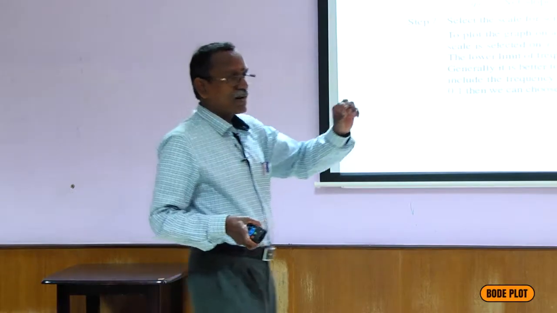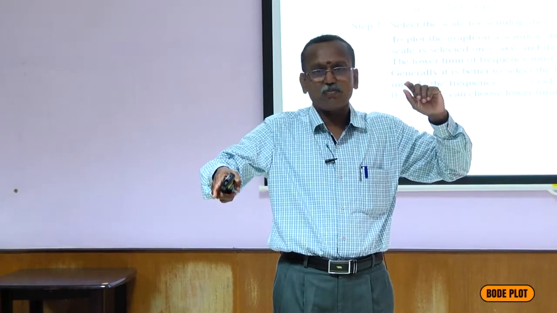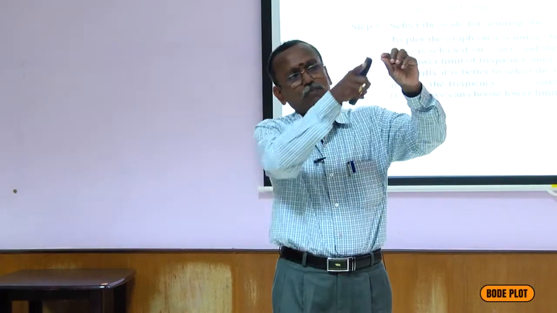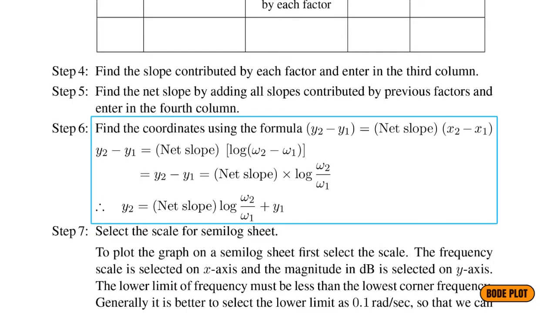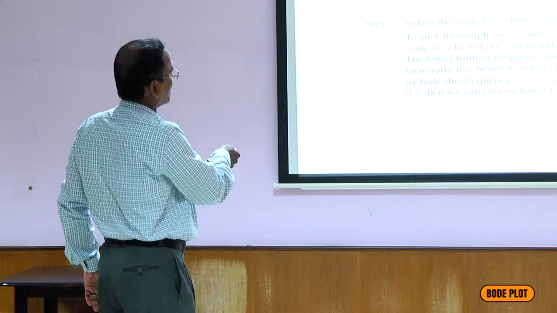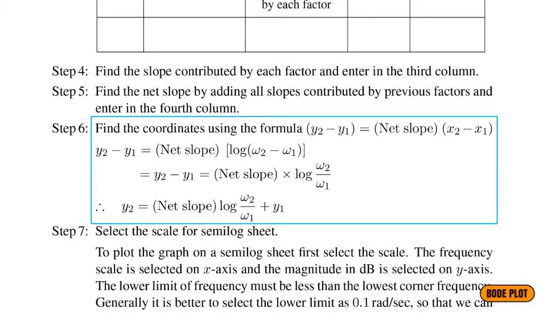For example, I am connecting two corner frequencies, omega 1 and omega 2. If I know the value at omega 1, I can find the coordinate at omega 2. From omega 1 to omega 2, let us assume the slope is minus 20 dB per decade. The line equation is y2 minus y1 equal to m, that is the slope, multiplied by x2 minus x1. That's all, that is geometry. From that we can write a line equation. Here the x-axis is in logarithmic scale, that's why log x2 minus log x1. That's why we wrote it like this.